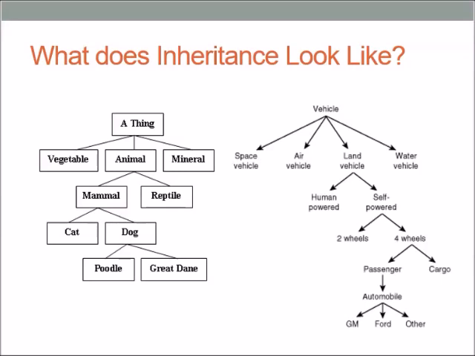And then on the right-hand side, you can look at a vehicle, which is the parent of a land vehicle, which then would be the superclass or parent of a human-powered vehicle versus a self-powered vehicle, and so on. And it goes down the chain, so the superclass would be above it, and the subclass would be below it.